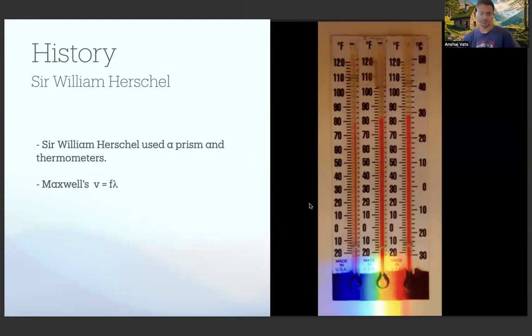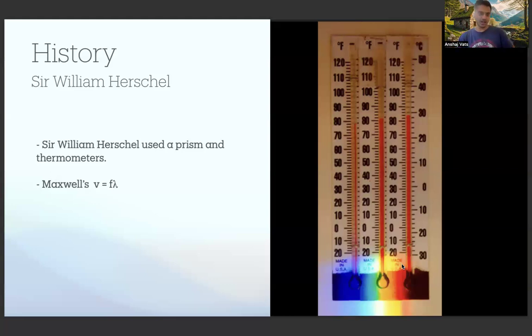Sir William Herschel used, in the 1800s, a prism which will scatter the light and put thermometers on each different band of light, similar to how you can see in the image. And what he observed was that each band of light had a different temperature. Like all these colors of visible light have some temperature in them.